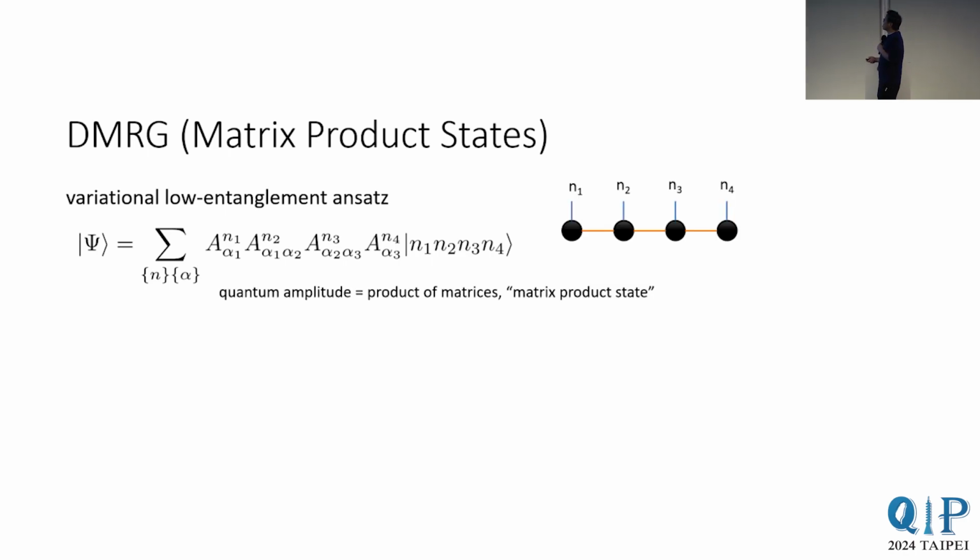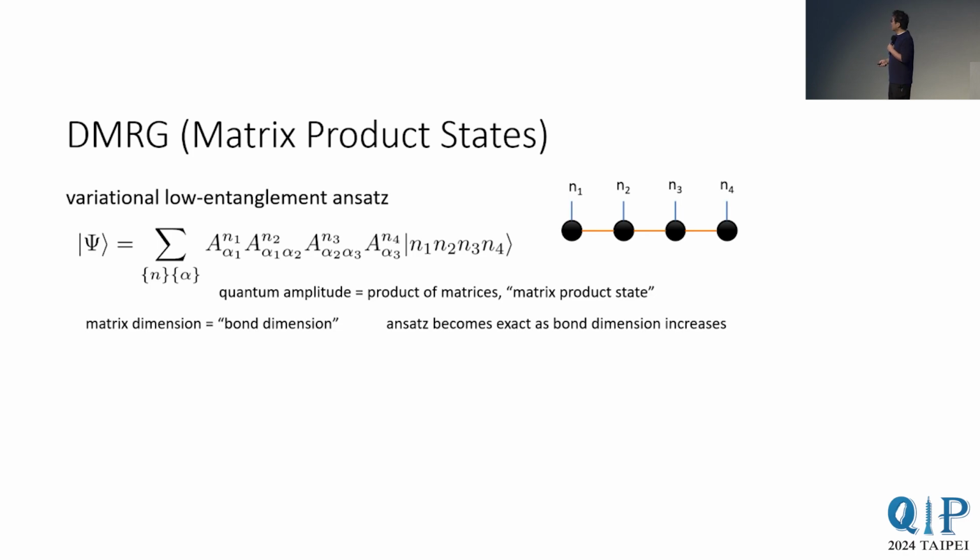There are some nice notations associated with illustrating its structure. And the ansatz is systematically tunable because you have these matrices, and they have some dimension. If you make the dimension larger, you can capture more entanglement, and so the ansatz becomes exact.